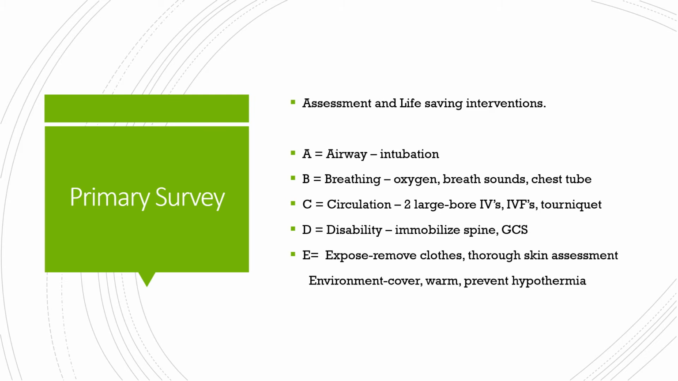But anyway, we always start with our A, as you know. Airway, do they need intubated? B, breathing. Do they need oxygen? What are their breath sounds like? Do they need a chest tube? C, circulation. You're going to get the IV started and IV fluids. A tourniquet if they're bleeding. There's a thing called Stop the Bleed, and every AED now that's out in the field should contain a tourniquet.